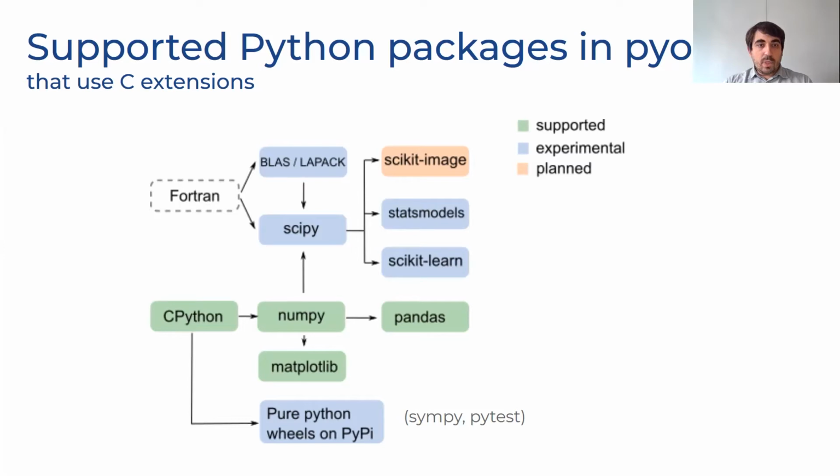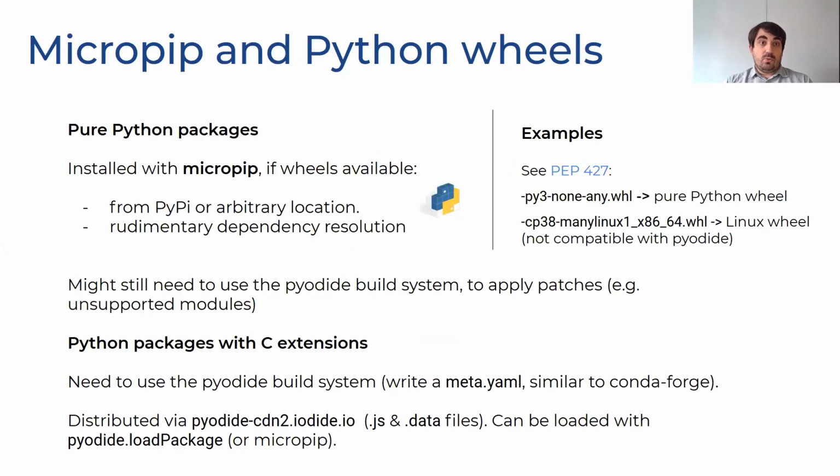And of course, additionally, you can install pure Python wheels from PyPI using micropip. So micropip is just a small Python package that uses web APIs to download packages from some location. So it could be PyPI or some arbitrary location. It has a very rudimentary dependency resolution.